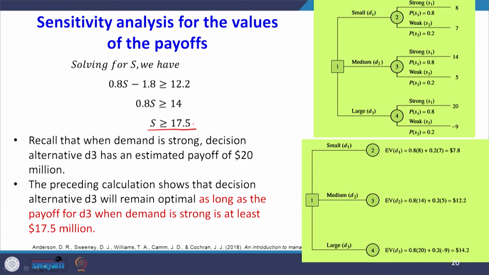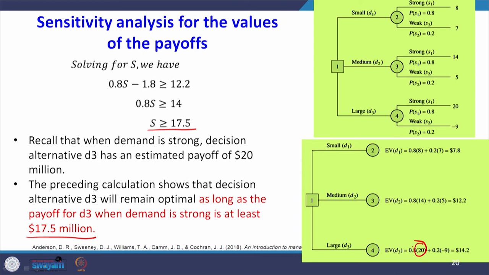Recall that when the demand is strong, the decision alternative D3 has an estimated payoff of 20 million. You see that? This is the 20 million here. Now, it need not be 20. By looking at the 17.5, even if it is greater than 17.5 instead of 20, D3 will still be our best decision. So, what we are learning is that the preceding calculation shows that the decision alternative D3 will remain optimal as long as the payoff for D3 when the demand is strong is at least $17.5 million. That is the learning.